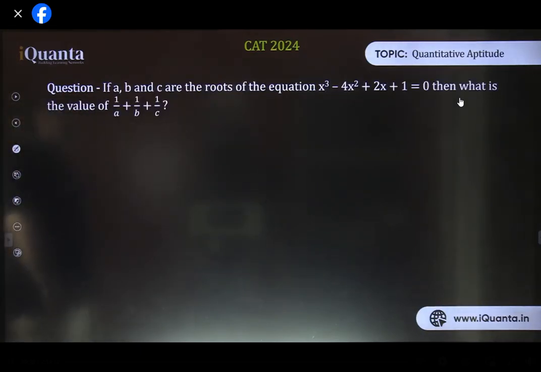Next question. A, B, C are the roots of the equation. And what is the value of 1 by A, 1 by B, 1 by C? Okay, before this question, let's do it together.